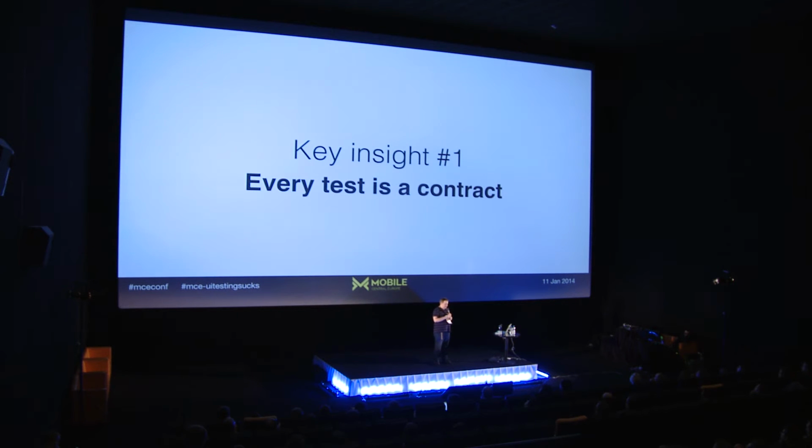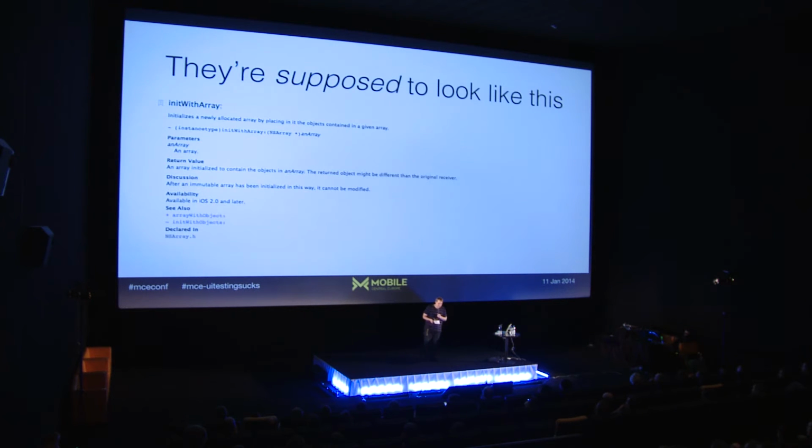So here's something you should write down in your book when they ask you, what was this talk about? You can tell them every test is a contract. So what does that mean? Well, a contract is supposed to look like this. This is an itWithArray. It's a method call in iOS. This tells you several things. It tells you what you can do. It tells you what you need. So you need an array. It's the parameter for this method. And it tells you what happens.